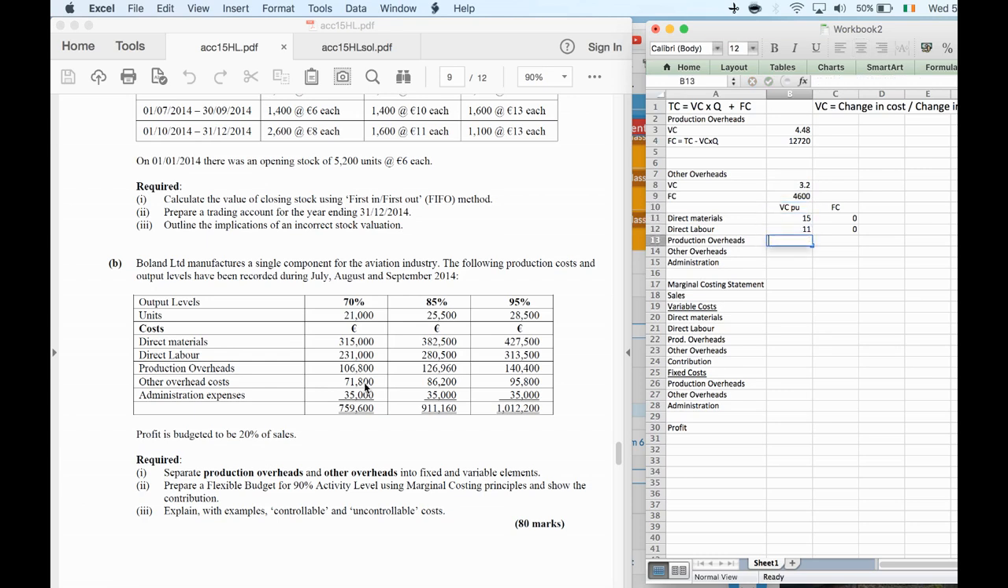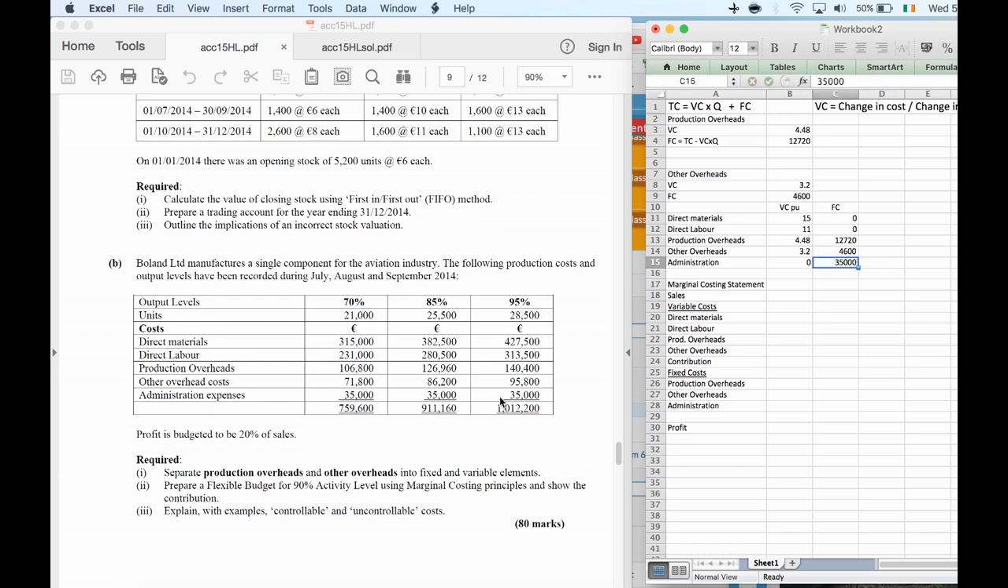So I'll put those numbers in there. So the 4.48 is there. And I'll put my 3.2 down there. And the fixed cost is going to be 12,770 for that one and 4,600 for that one. And administration cost has no variable element in it because it never changes. It's 35,000 all the time.